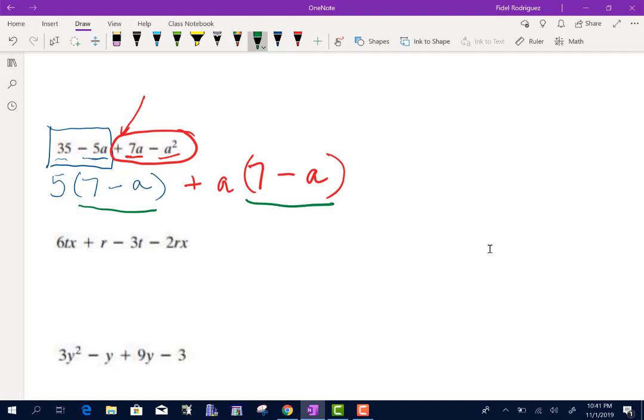So those are matching up. 7 minus A. And the other piece is a 5 plus A.